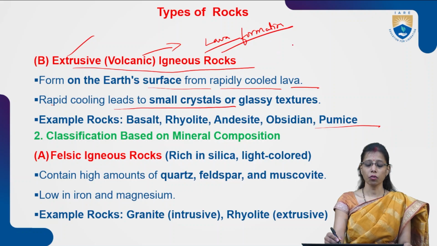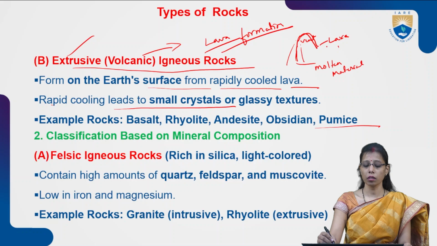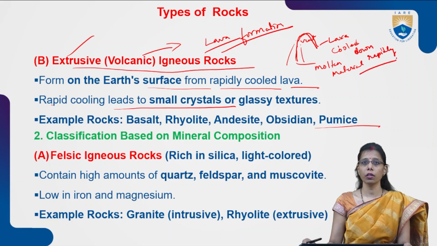When the lava comes out, suppose this is a volcano, so here the lava will be in the molten form, molten material. This molten material comes out from the vent, and this comes out as lava. It cools down very rapidly. This kind of rock we call extrusive igneous rock.